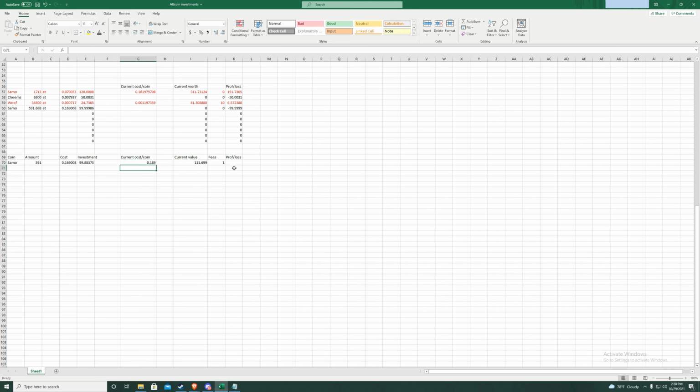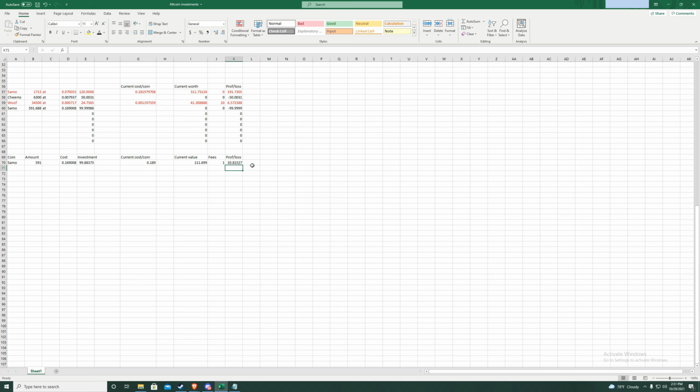So I keep this all up to date. My profit loss will be the current value, what I sold for, minus any fees, and then minus the initial investment to find the profit or loss. So current value is going to be I70 minus fees, J70, minus initial investment, E70. We'll find that I profited $10.